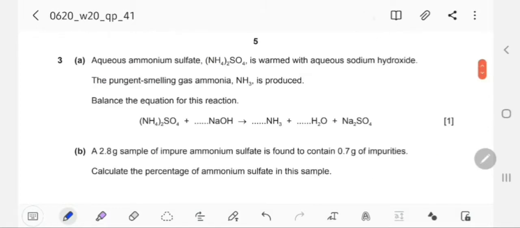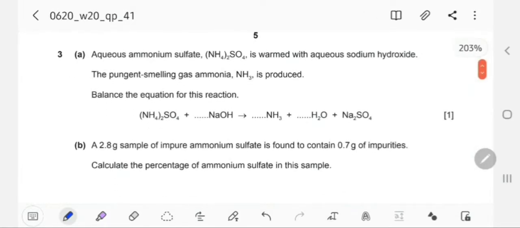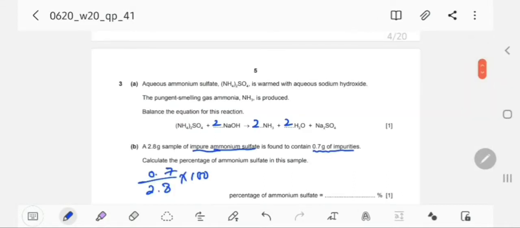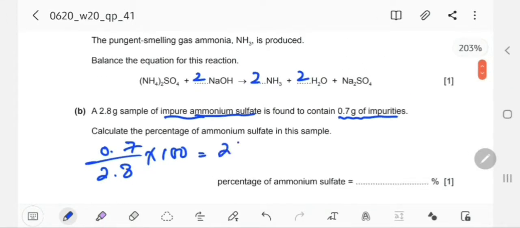Okay, we have to balance this equation now. So for balancing, what is your answer? A 2.8 gram sample of impure ammonium sulfate is found to contain 0.7 gram of impurities. Calculate the percentage of the ammonium sulfate in the sample. Okay, it's simply 0.7 divided by 2.8 multiplied by 100, so it will be 25%. So 25% is the impurities. So the remaining would be the percentage of the ammonium sulfate. It would be 75.